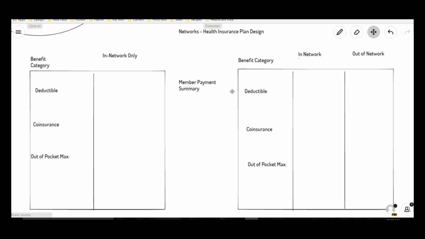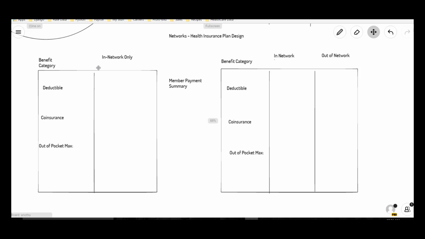There's a uniform document now under Obamacare that I personally don't think is very articulate. It's called the Summary of Benefits and Coverage. But what this form does is it outlines at a very high level what your benefit plan looks like.